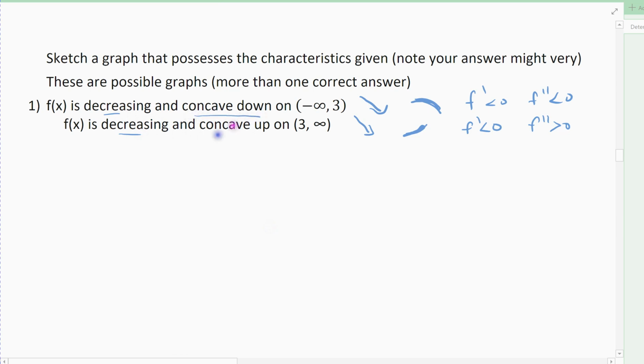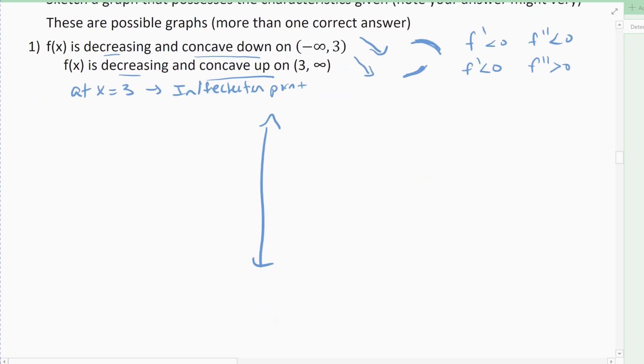But concavity changed at 3, and so that tells me at x equals 3, the graph should reflect that it's an inflection point. Specifically, inflection where it's switching from concave down to concave up. And so the shape that comes out is that sideways S shape. And so where it could vary is where you graph the function, how steep you make it, how curved you make it, where you plot your point.